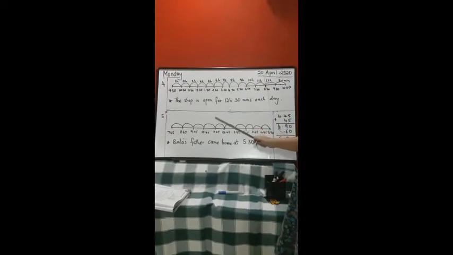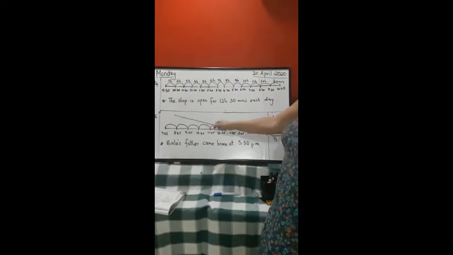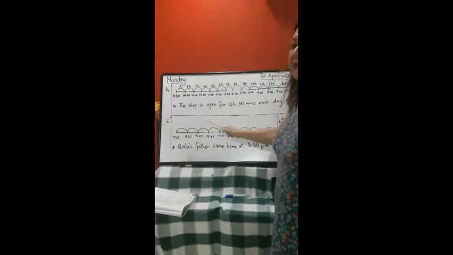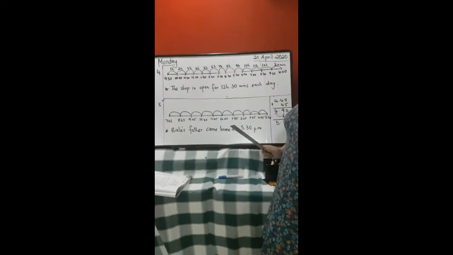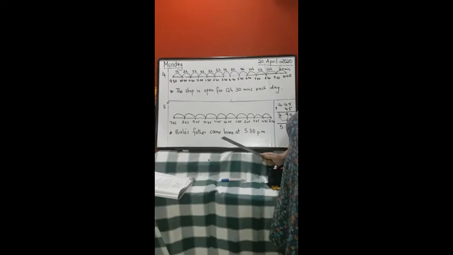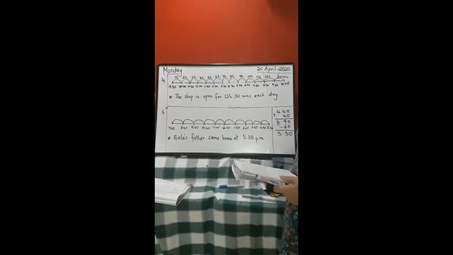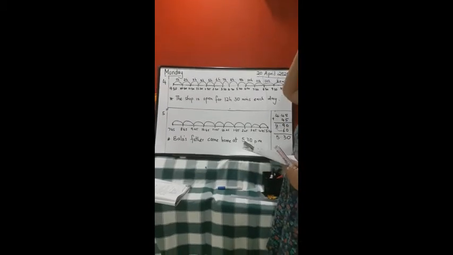Okay, the next one. Leave a line, then you write number 5. Again, no need to copy the question. Don't copy it. We don't need to copy the question. I'm going to read it. You listen first and then I will explain it.